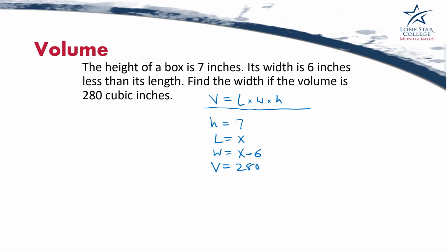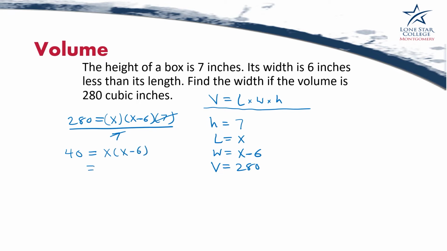Okay, so now we know all the components we need to plug into our formula. Let's go over here and plug it in. So we have 280, which is our volume, equals the length times width times height. Before we try to multiply the right side, we notice that 280 can be divisible by 7. So let's get that out of the way first and divide both sides by 7. In doing so, that cancels this, and 280 divided by 7 gets us 40. It makes things a little bit easier for us to multiply.